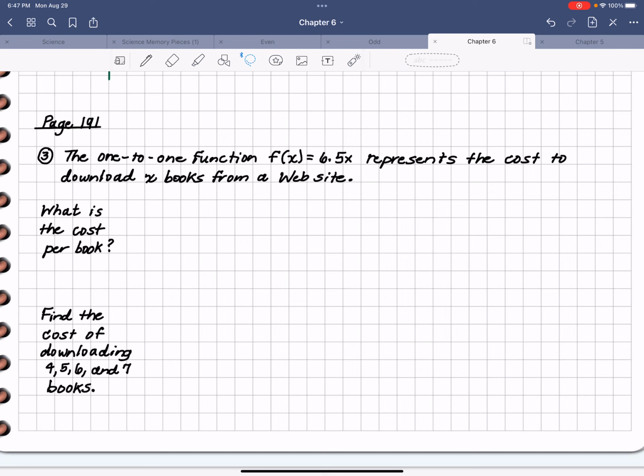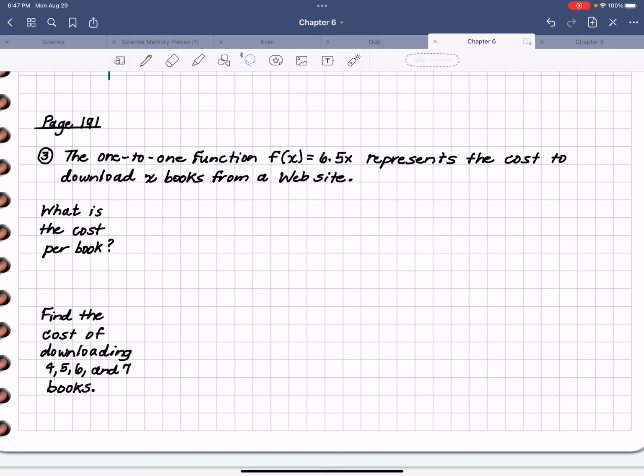I'm on page 191 and we're looking at problem 3. I did go ahead and copy it down off camera so you don't have to watch me do that. But let's read it and see what we can do here.